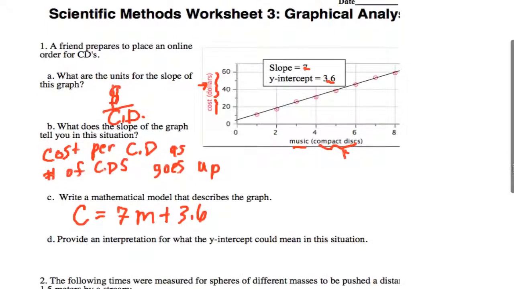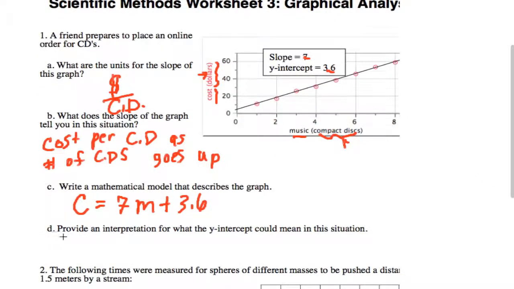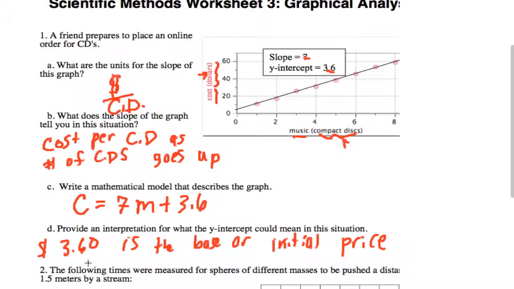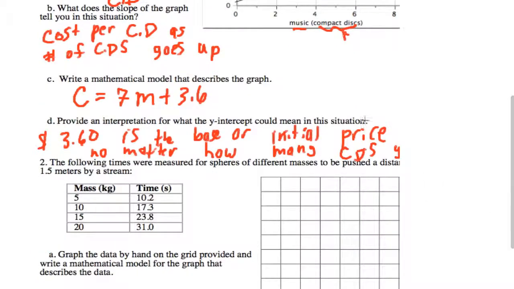And the interpretation of the y-intercept basically is the $3.60 is the base or initial price no matter how many CDs you buy. So you're always going to have to pay that base price of $3.60. It gets calculated into your cost no matter how many you buy.